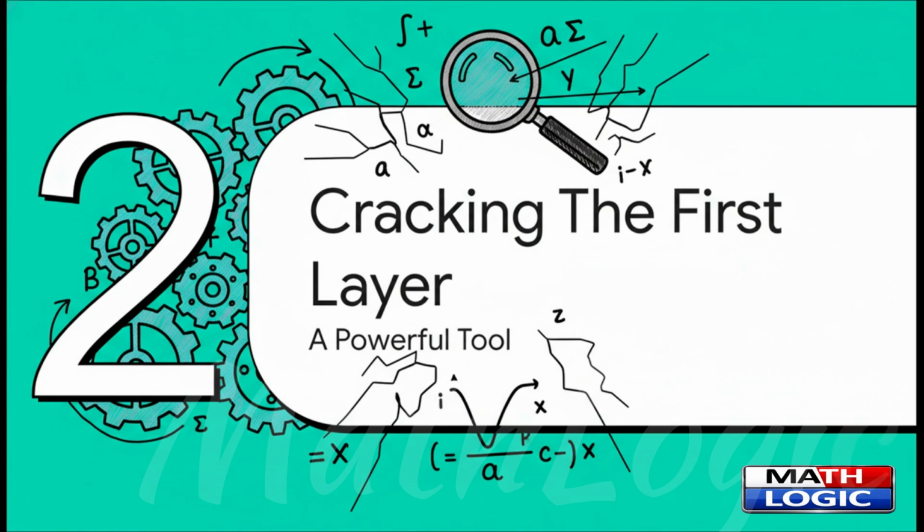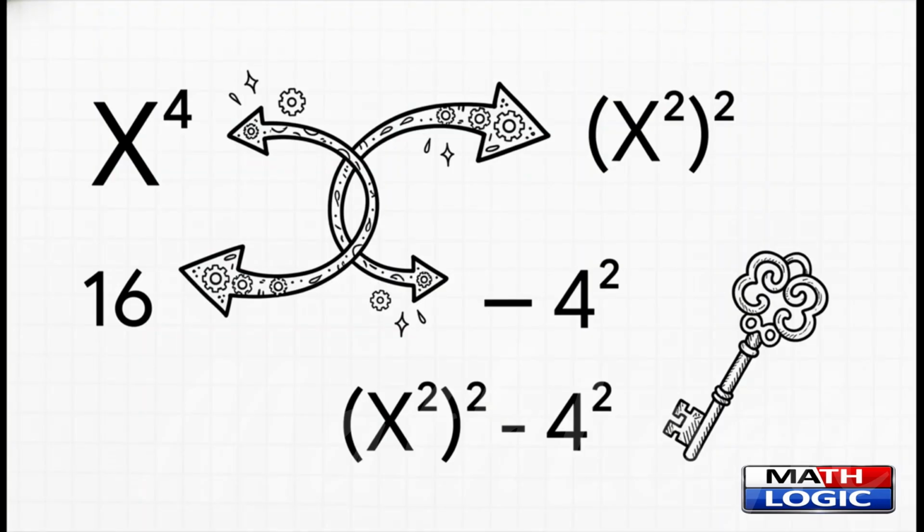Okay, so to find them, we've got to crack this equation open. And luckily for us, we have a super powerful tool that's perfect for the job. Our first move is to just look at the equation in a slightly different way. We can think of x to the 4th power as x squared, all squared. And 16, of course, is just 4 squared. Now, why are we doing this? You're about to see. This little trick perfectly sets the stage for our secret weapon.